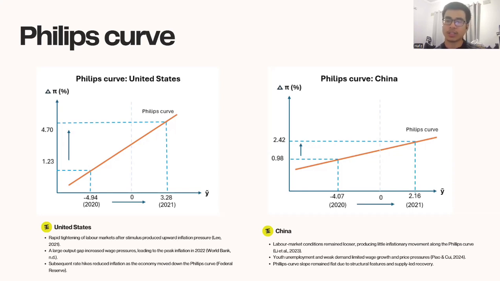In 2020, China had a mild negative output gap where inflation was low. A small negative output gap kept inflation at 0.98%. In 2021, China had a mild positive output gap, which slightly increased inflation. A moderate output recovery raised inflation only to 2.42%, showing stability. In summary, a large increase in output increases inflation, while a small output swing keeps inflation stable.